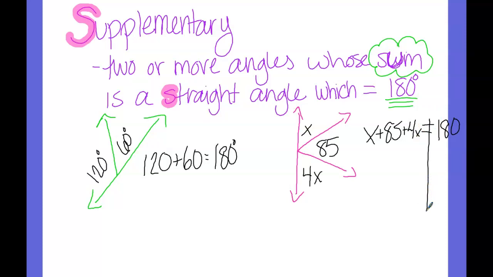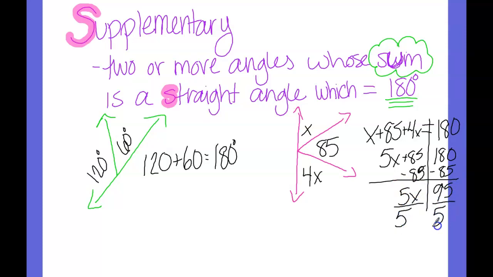Add like terms. So x plus 4x is 5x, plus 85 still gives me 180. Then what would I do? I'd subtract 85, which does give me 95. And I still have 5x. So then I would divide by 5. X equals 19.